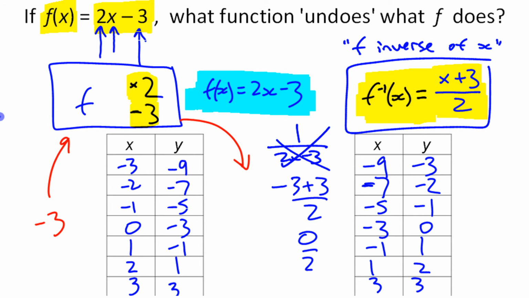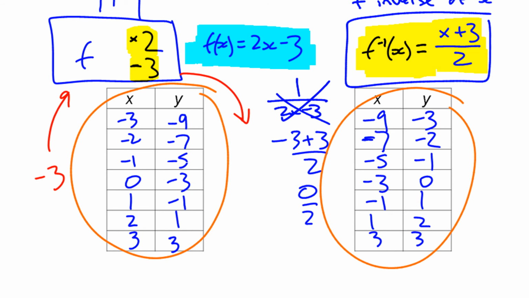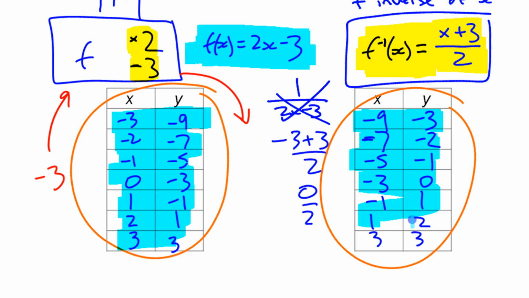This is the inverse because it undoes what f does. All right? From an equation, if you have those opposite operations, that's how you find the inverse. In a table here, all you need to do to find the inverse is have the coordinates reversed, right? Those coordinates are reversed. All of these coordinates are reversed in the inverse here. All right?